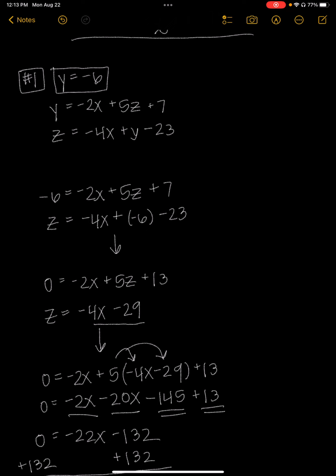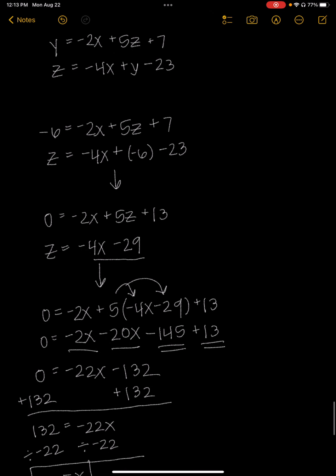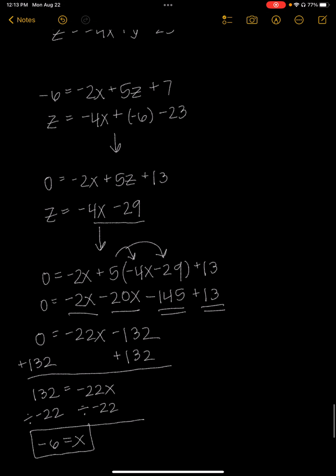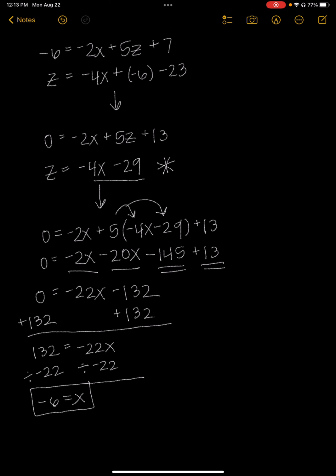So once I have two of these answers, I can take one of the equations, and it doesn't matter. I could go back to one of the original equations, or I can use one of these simpler equations. And I'm actually going to use this equation right here, and plug my answers back in to find that z that I'm looking for. So I know from this little starred equation that z is equal to negative 4x minus 29. But I also know that x is equal to negative 6, so I'm going to replace the x with negative 6. So I get z is equal to negative 4, but instead of the x, I put negative 6, minus 29.